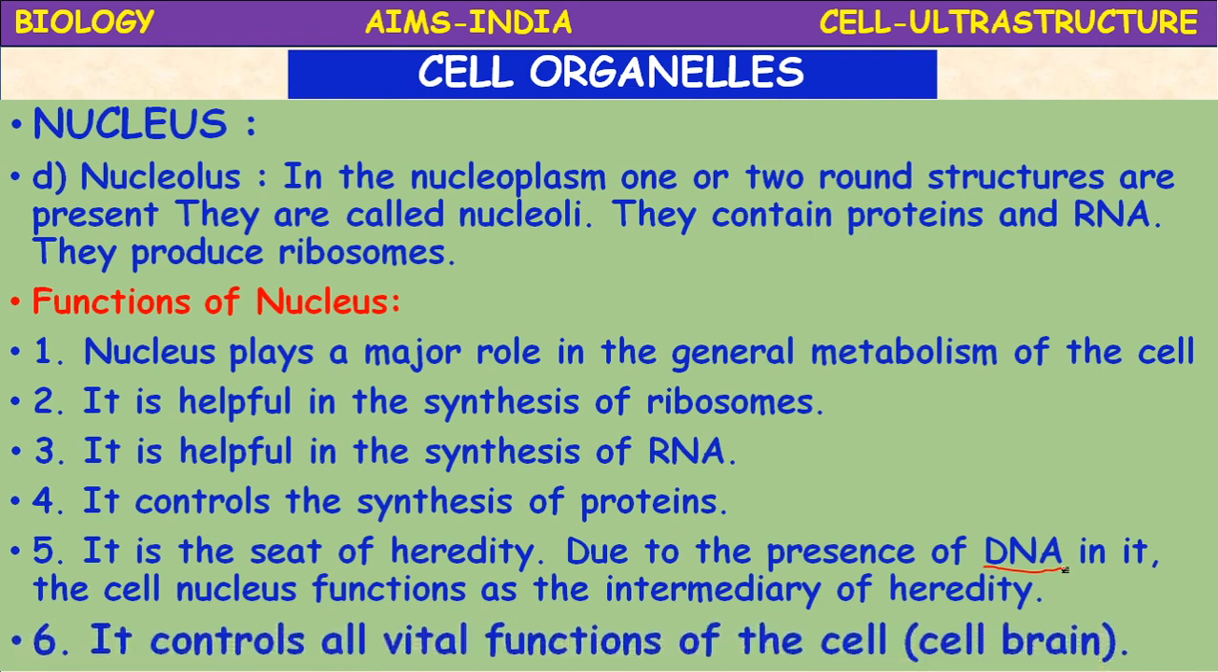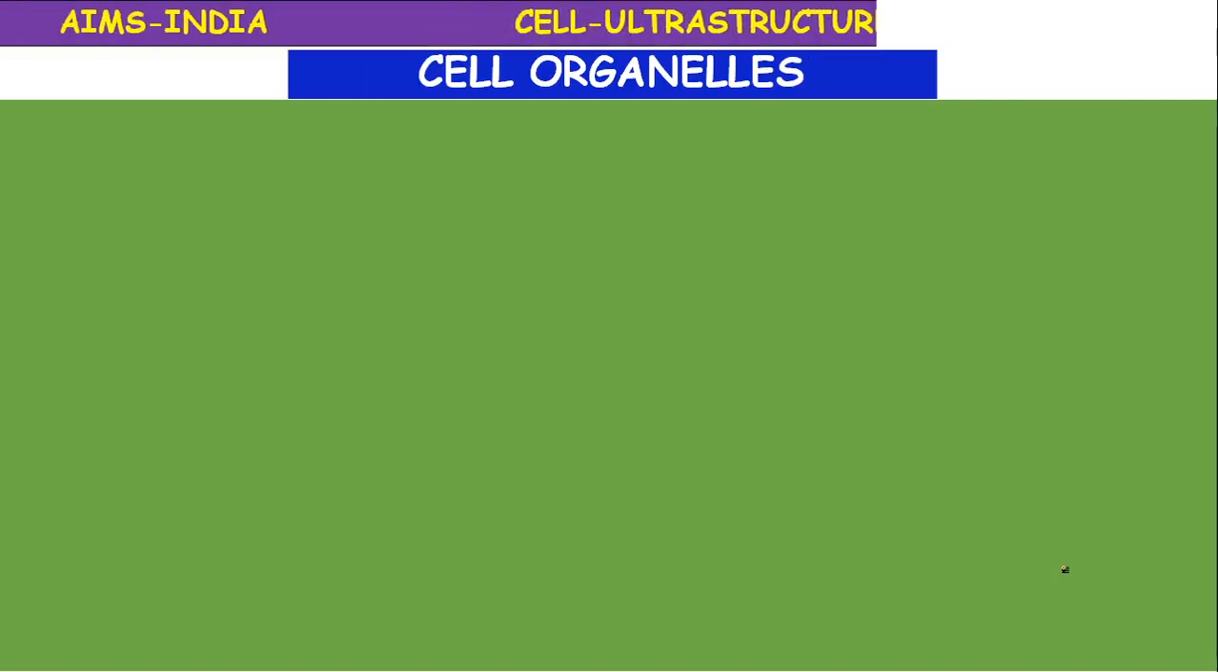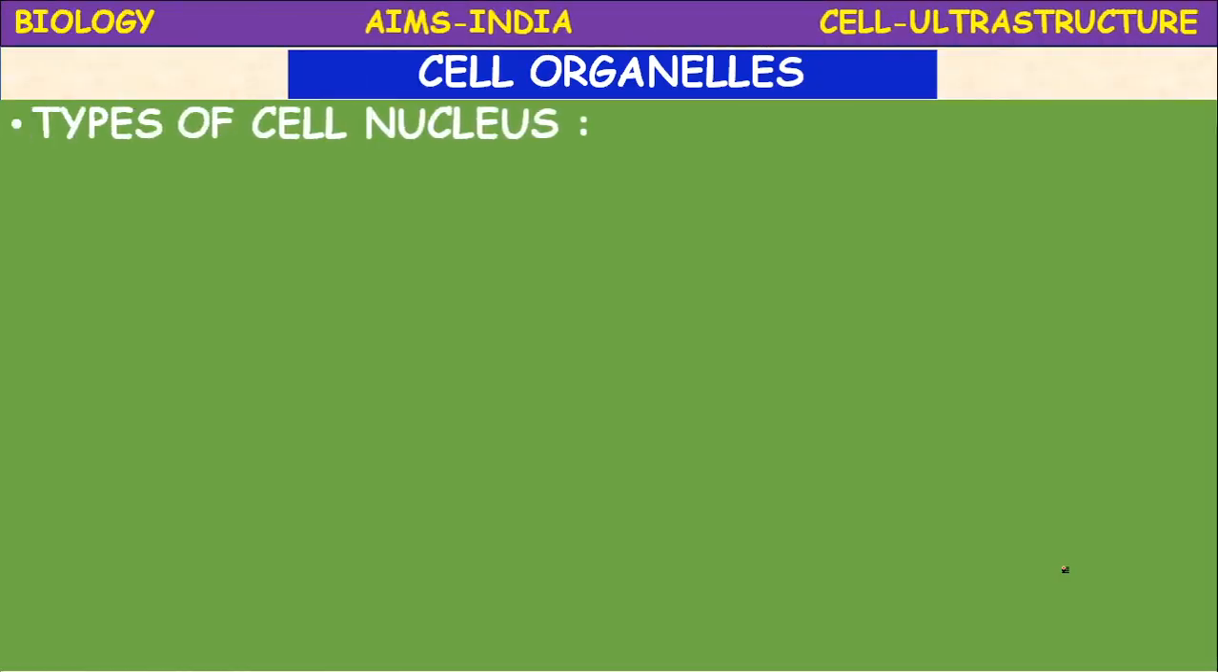Okay, and this nucleus controls almost all vital, very important functions of the cell. Hence, the nucleus is also called the control center of the cell. It is considered the control center of the cell, or often it is called the cell brain. Okay, children, let us proceed to the next.